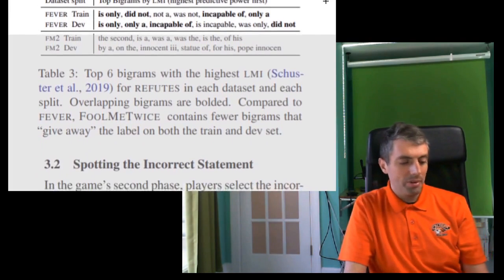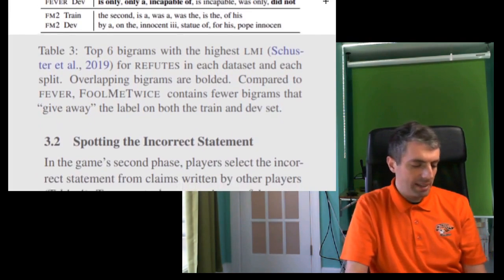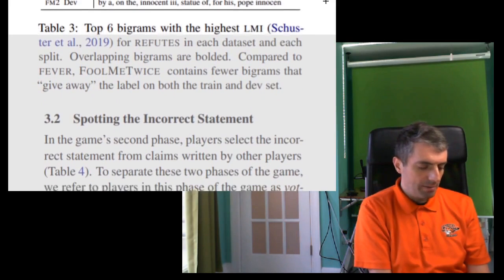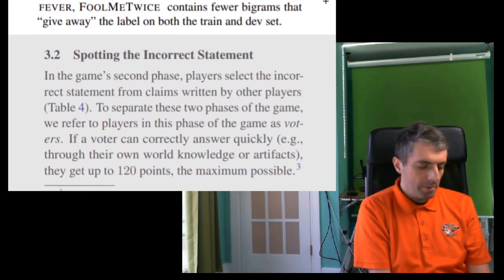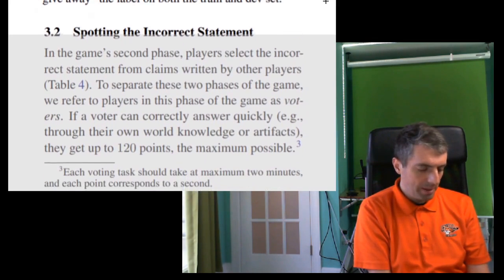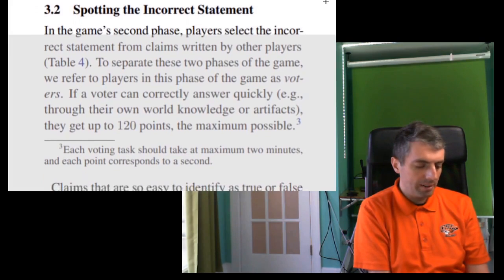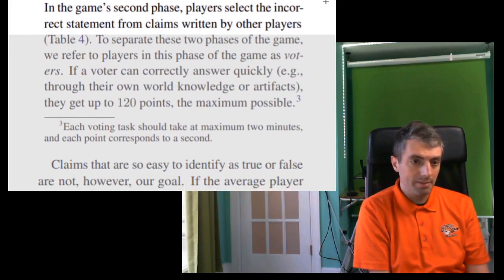Let's take a look at Table 3. Top 6 bigrams with the highest LMI for refutes in each dataset and each split. Overlapping bigrams are bolded. Compared to FEVER, Fool Me Twice contains fewer bigrams that give away the label on both the train and dev set.